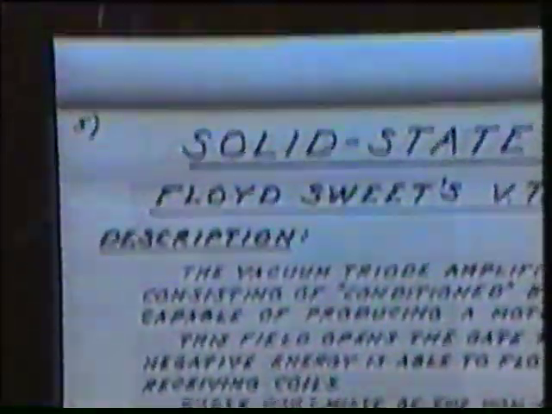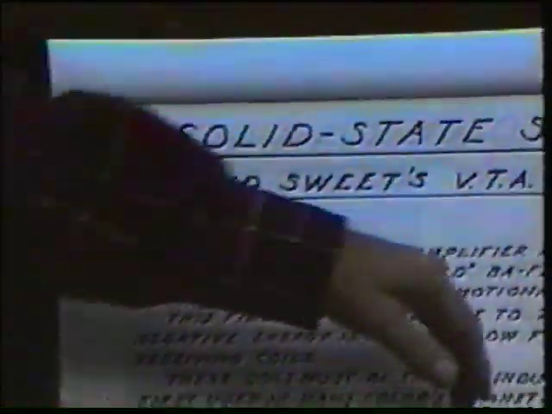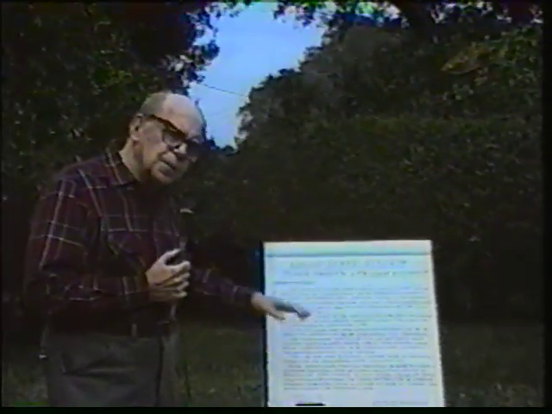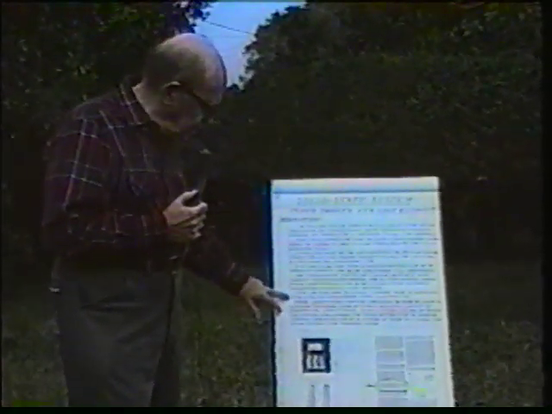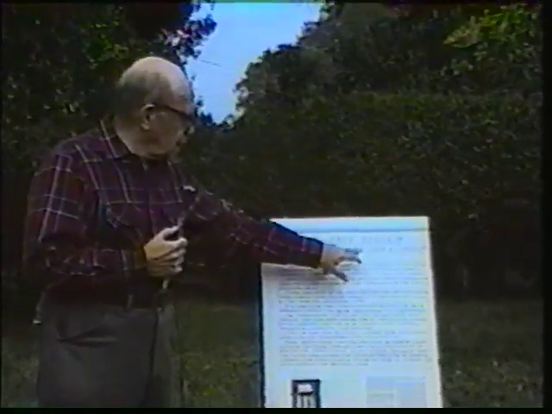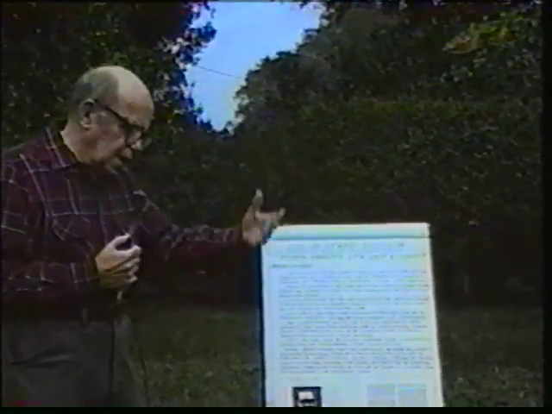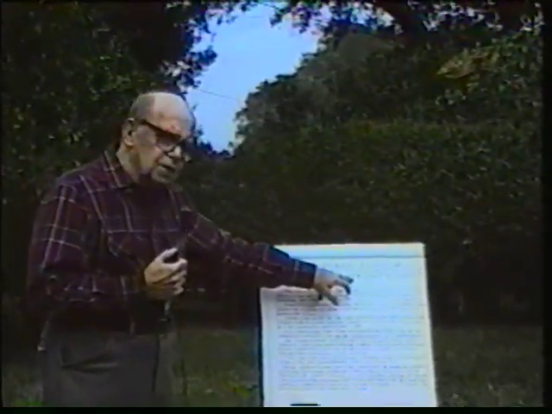Okay, now, this is another very interesting solid-state system, and it's a late one because it was started by Floyd Sweet. This was started roughly around the mid-'80s, so it's the latest of all the solid-state units around. The interesting point about the VTA unit, which stands for Vacuum Triode Amplifier, is that you actually could call it anything, but it does generally seem to mimic the action of a triode tube in its general nature.